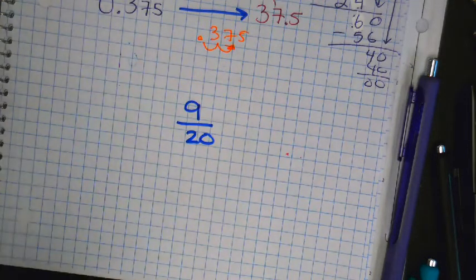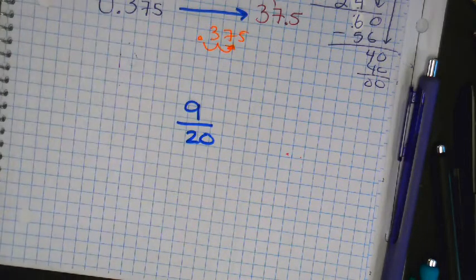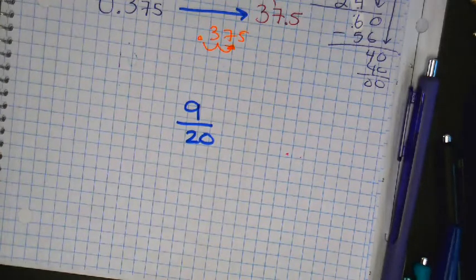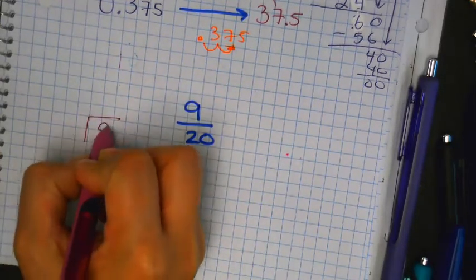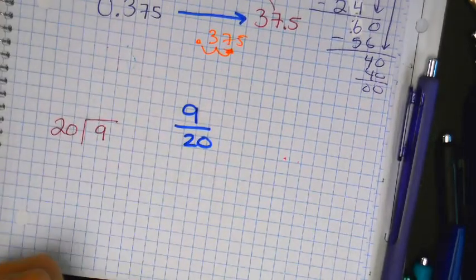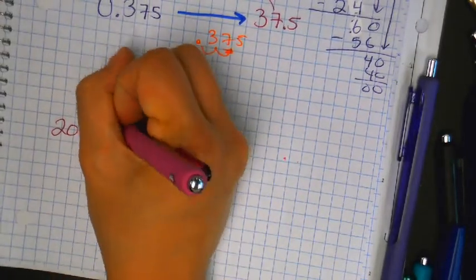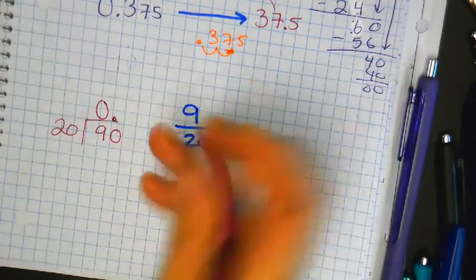Nine over 20. Set it up. You all should be able to set it up for me. Even if you're not good at dividing, you could set it up. Everyone in the classroom is capable of setting it up. All right. 9 goes inside, 20 goes outside. Does 20 go into 9? Nope. Add a 0 and a decimal.